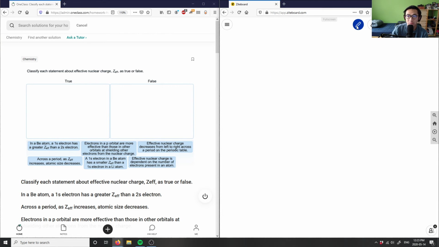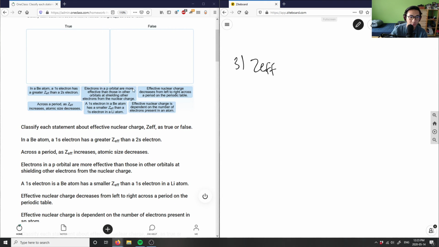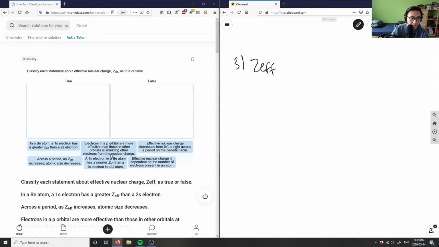Okay, so question 3 says classify each statement about effective nuclear charge Zeff as true or false. So I care about effective nuclear charge, and I have all of these statements here. Let me read the statements. It says, in a beryllium atom, a 1s electron has a greater Zeff than a 2s electron. Across a period, as Zeff increases, atomic size decreases.